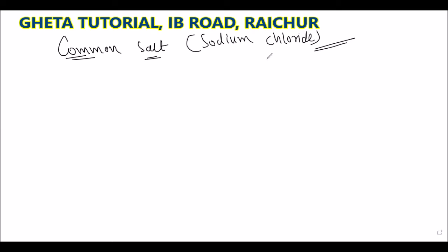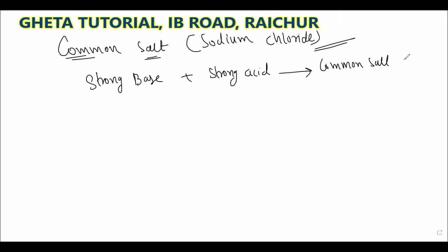Common salt is sodium chloride. How is sodium chloride formed? Sodium chloride is formed when a strong acid reacts with a strong base. Then you will get water and common salt. That is called common salt, that is sodium chloride.